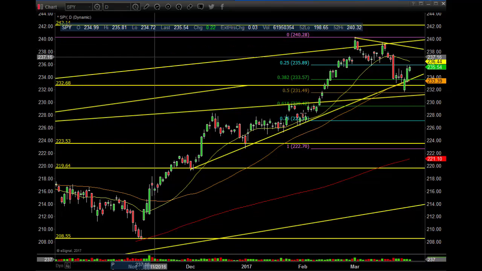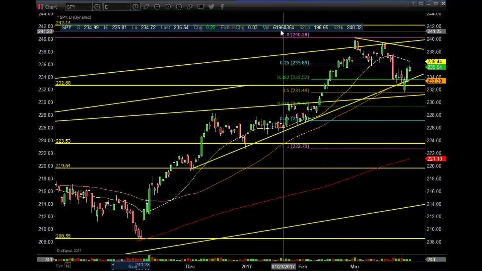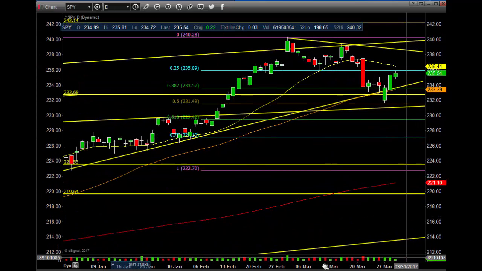All right, we're going to look at the daily SPY, and today, no volume. 61 million after hours. I think when we closed, we had about 51 million, right in that range. Oh man, here we are again, guys, just floating up.